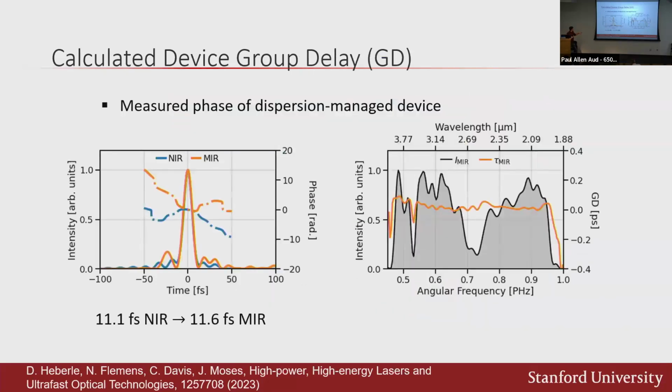Okay, and in this device, we used 11 femtosecond near IR input fields, and we were able to get out a compressed 11.6 femtosecond mid-IR field. So here's a retrieval of the electric field envelopes and then the phases of those pulses as well. And then you can see the output spectrum there is spanning over about an octave. So it's about 2 microns to 4 microns. So this is an extremely large bandwidth that we're converting.